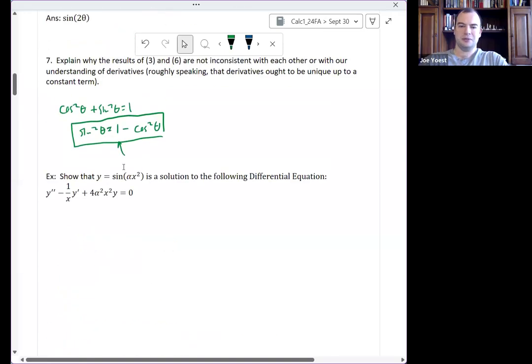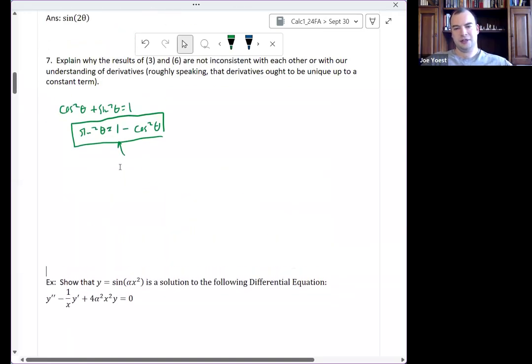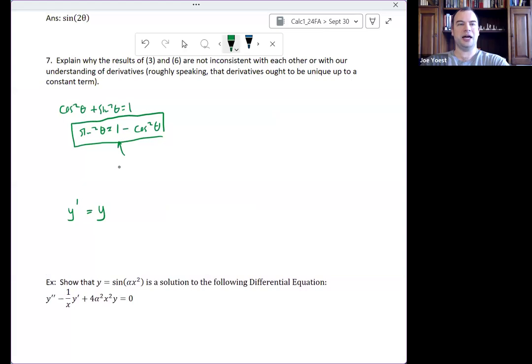So for instance, just a little aside, I might think of the differential equation y prime equals y. I'm looking to find a function that, when I substitute in here, satisfies this relationship. And of course, y equals e to the x works, because the derivative y prime is e to the x.